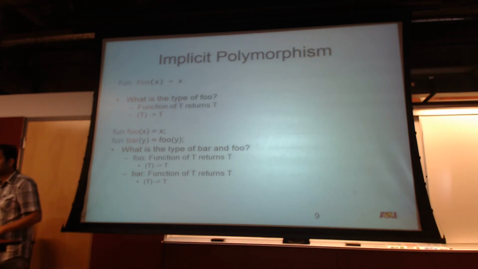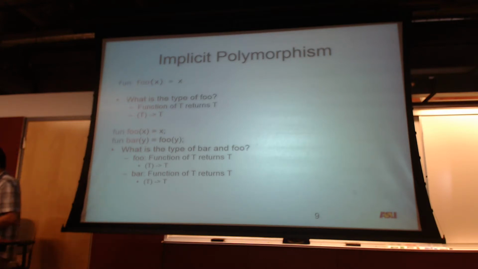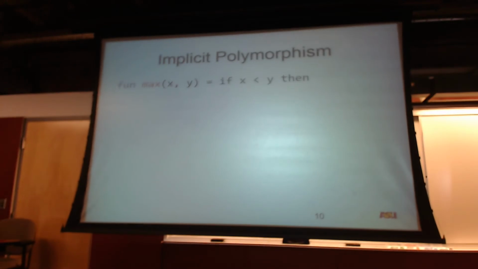That is possible. So do you understand how we got the types of foo and bar? Do you have any problems? Anybody has any problems understanding this? Implicit polymorphism. Okay. Let's take another example.